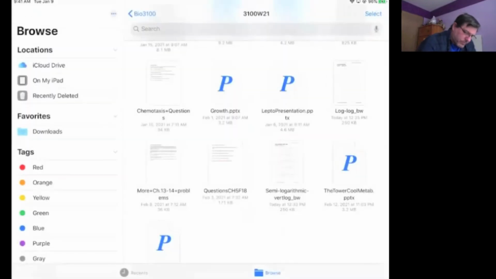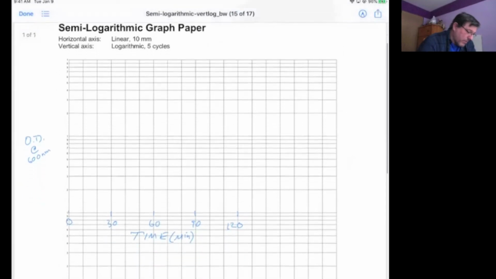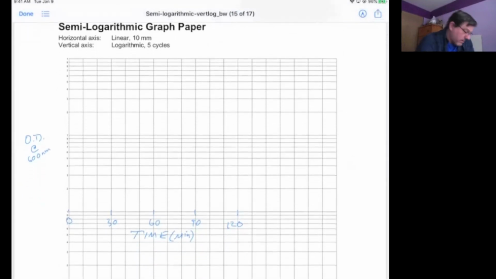Now, the semi-log paper is a lot easier. The semi-log paper is just simply going to be graphing optical density on the vertical axis. And again, we'll make this up. We'll say 0.01, 0.1, 1.0. So those are your ODs you're reading right out of the spec. Horizontal axis is time. You're going to do 2-hour time points, every half hour in your case. So 0, 30, 60, 90, 120 minutes.